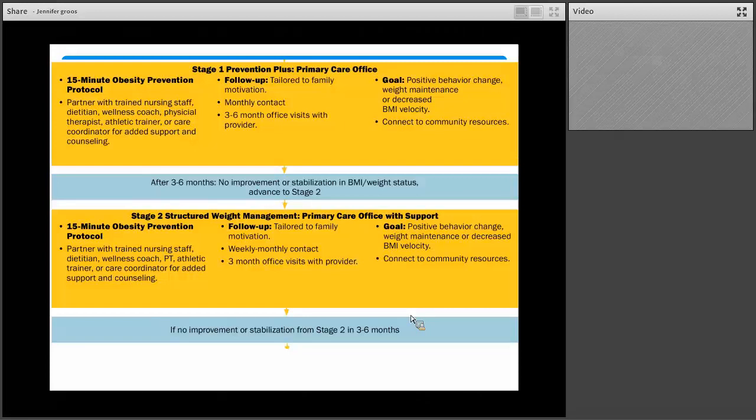So again, we're using that 15-minute protocol. We're partnering with families, offering to see them at 3 months and 6 months to follow up on how they're doing with their goals. We're utilizing whatever resources we have in our clinic, and then connecting them with the resources in our community. And then after 3 to 6 months, we review and see how things are going. Have they made improvements in behavior change, or have we seen any stabilization in their BMI or weight velocities?